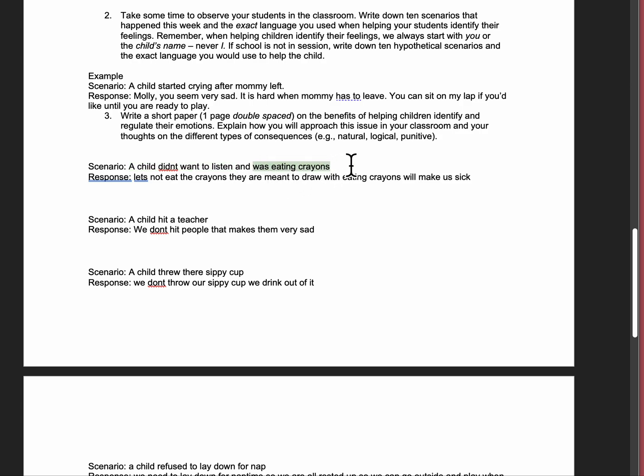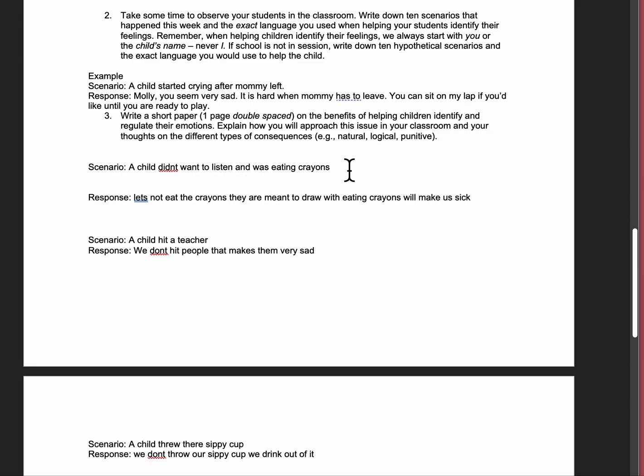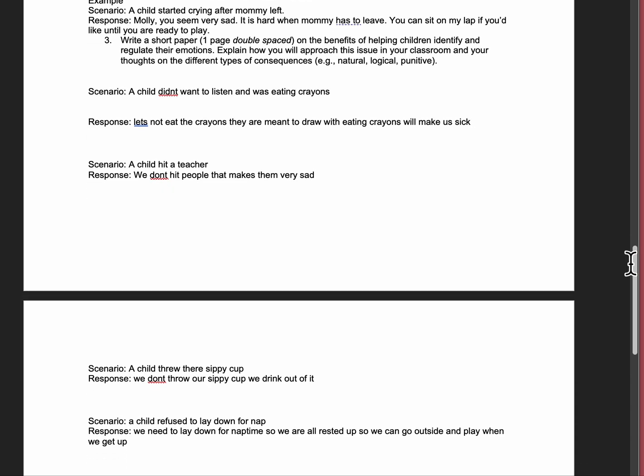It says here they were eating crayons. So I just want to say that for young children that you're dealing with, infants and toddlers, they put things in their mouths because that's part of what they do developmentally. They're not doing anything wrong. And we should not have things in the room that they cannot put in their mouths because we know that's what they do. So I guess I'm just a little confused about who's got. This is why I wanted to know, are you talking about the babies? Are you talking about the toddlers? I'm not sure exactly here. And so this response, let's not eat the crayons they're meant to draw with, eating crayons will make us sick, is not something we would say to a toddler, because they really wouldn't understand that. And so I want to just go back and have you look at some of these things.